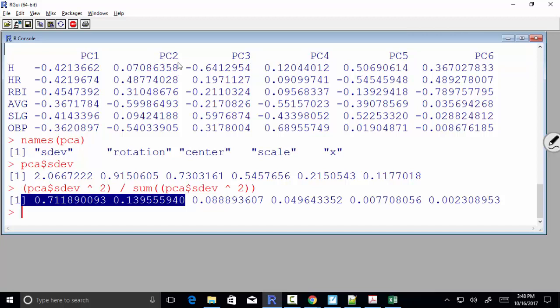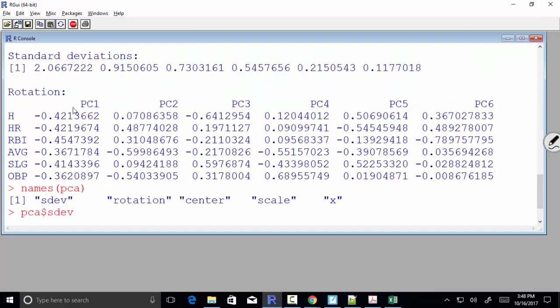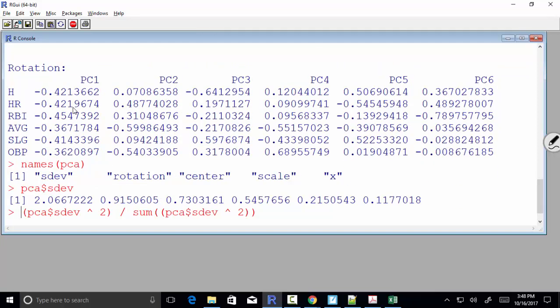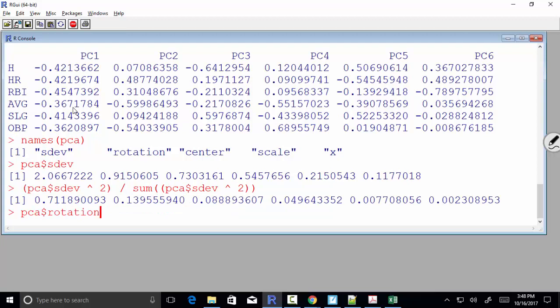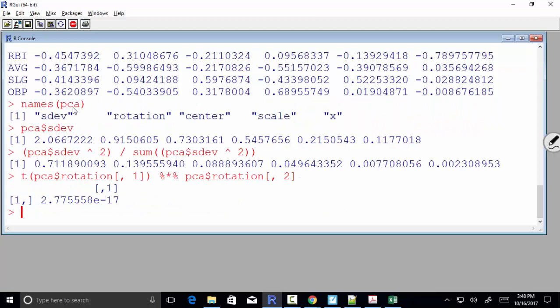So having said that, let's look at PC2. PC2 explains 14% of the variance. These coefficients, the column PC2, are uncorrelated with the column PC1. If we do PCA dollar rotation, transpose the first column, and matrix multiply by the second column, it's 0, or near as makes no difference, 0. All the PCs are uncorrelated with each other.